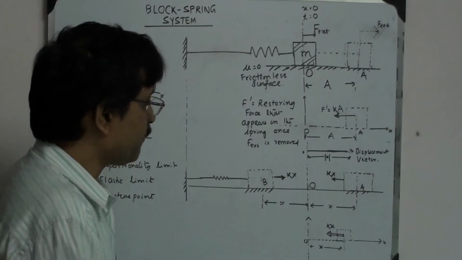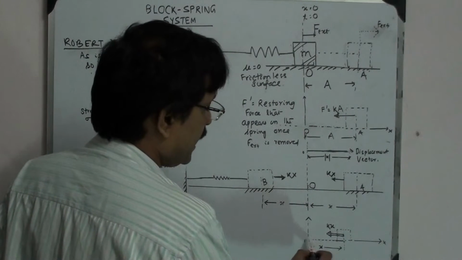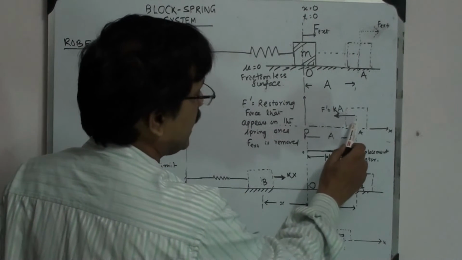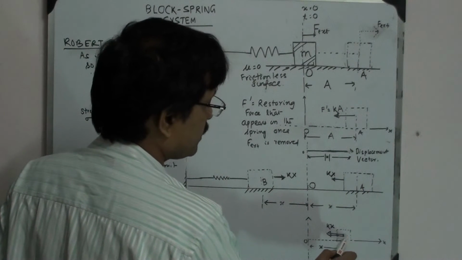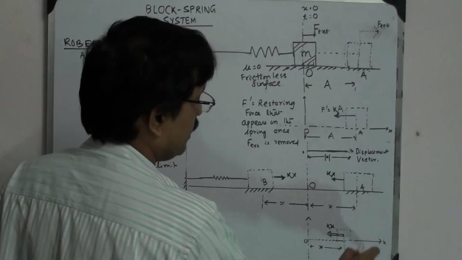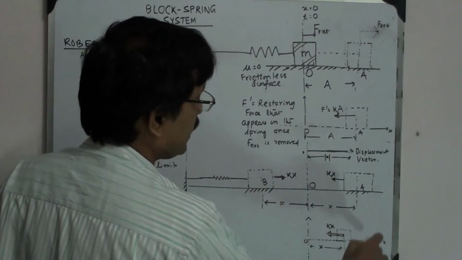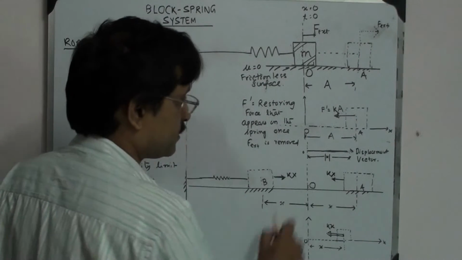So here is a simplified diagram. This is O and this is x. At any given point of x, remember this was A and the force was acting K. If you would have taken an arbitrary distance x, the restoring force would have been Kx. So this is the diagram. This is at any point x, the free body diagram of the mass.